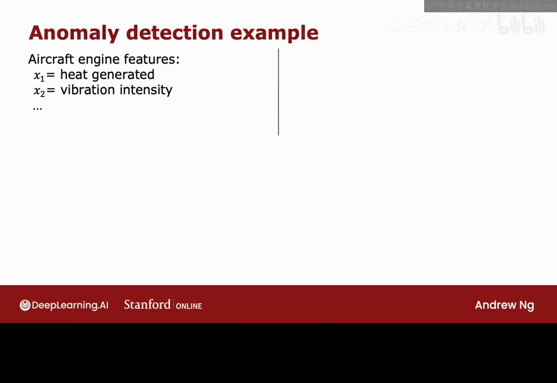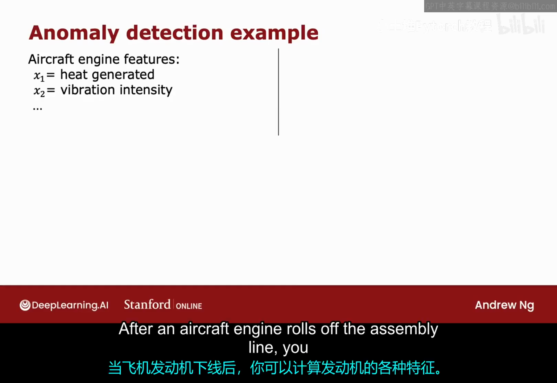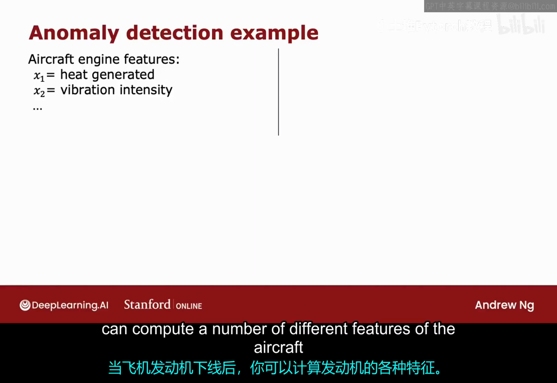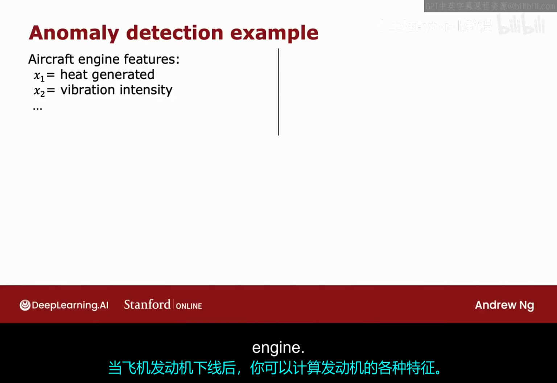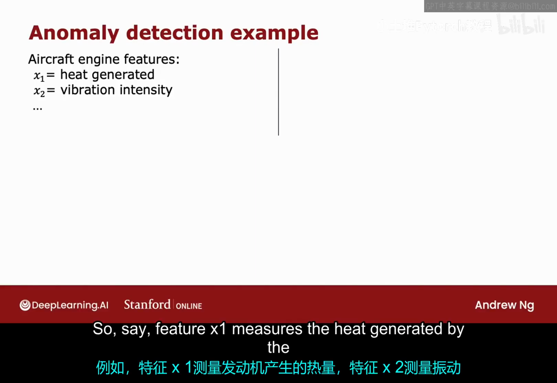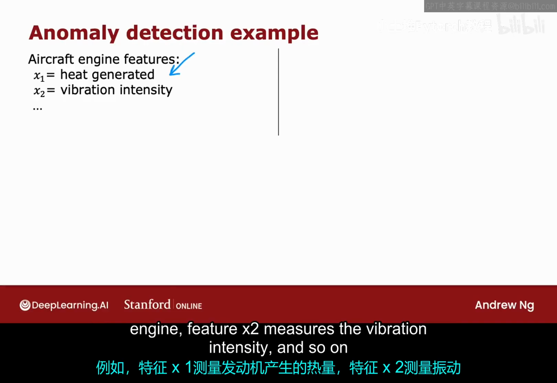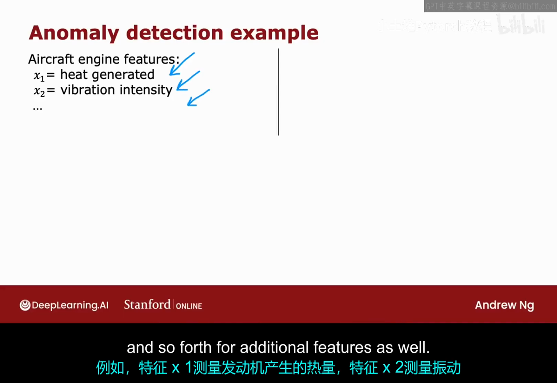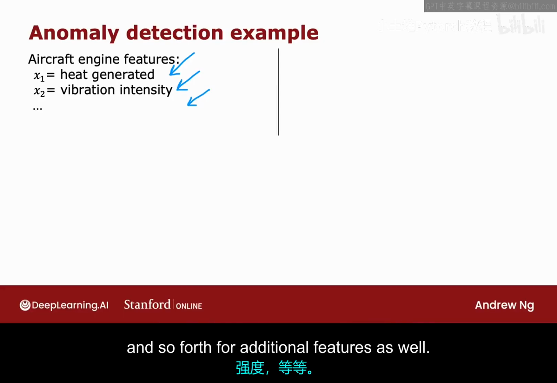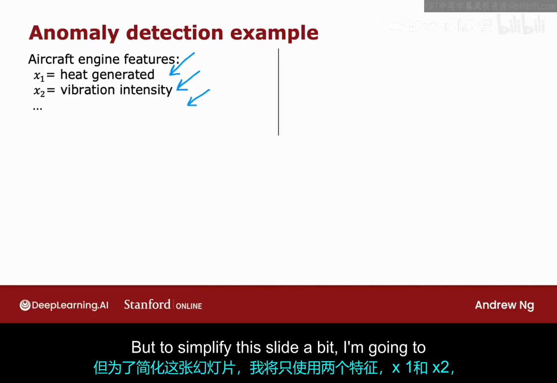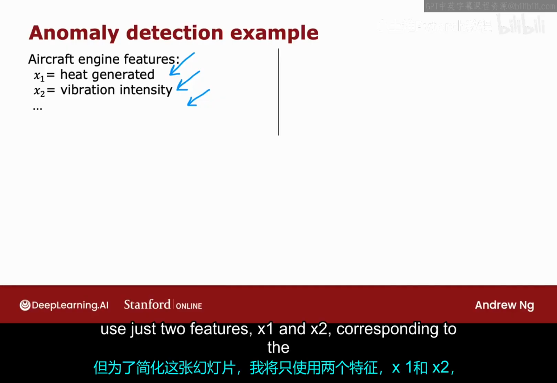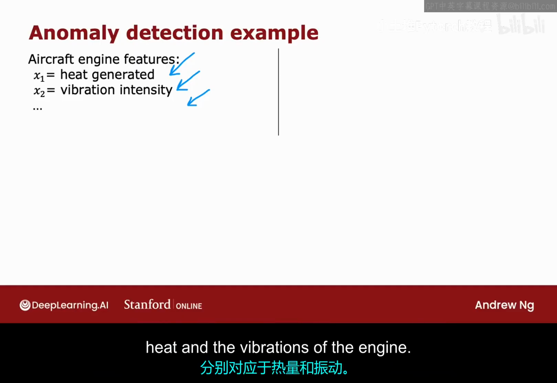Here's the idea. After an aircraft engine rolls off the assembly line, you can compute a number of different features of the aircraft engine. So say feature X1 measures the heat generated by the engine. Feature X2 measures the vibration intensity, and so on and so forth for additional features as well. But to simplify this slide a bit, I'm going to use just two features, X1 and X2, corresponding to the heat and the vibrations of the engine.